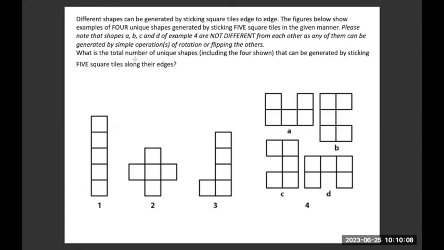The fifth one will be a derivation of the linear one, where the second will be some shape like this. Okay, this is the fifth shape.